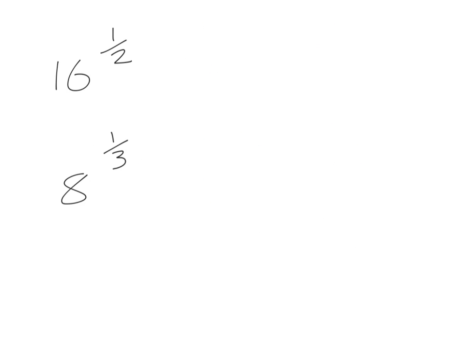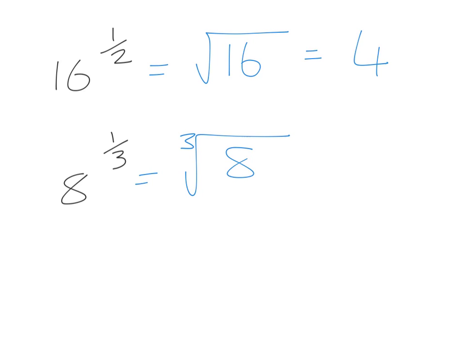A fractional power means it's a root, and the number on the bottom tells you what root it is. So that is the square root of 16, which is 4. And that is the cube root of 8, which is 2. In other words, 2 times 2 times 2 gives me 8. 4 times 4 gives me 16.